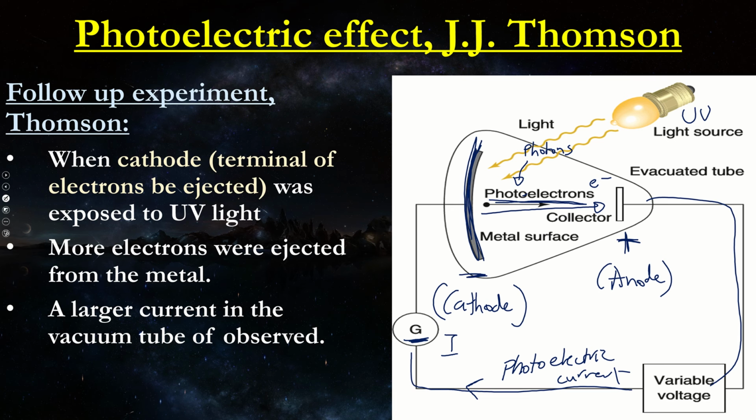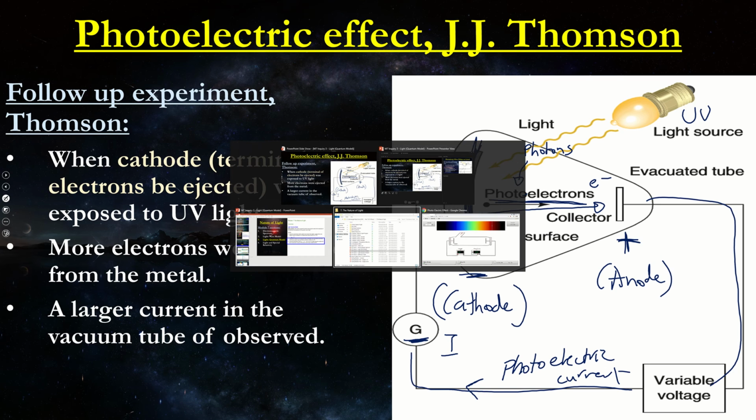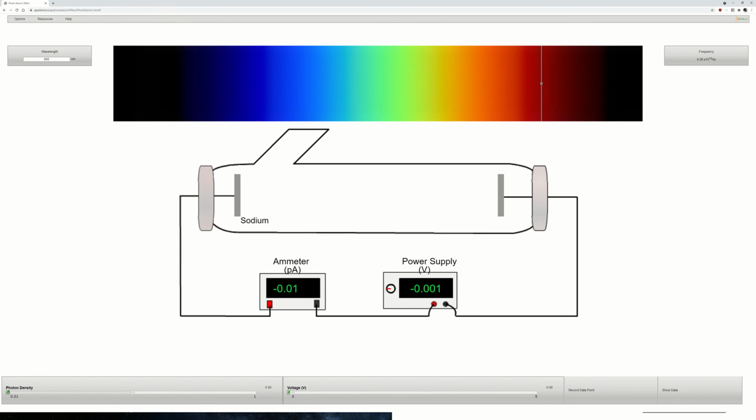So that's one thing there. So let's have a look. Our first little demonstration is what we have here. Okay? We have visible light, or red light here, and we're shining it onto a piece of sodium. As you can see, there are no electrons being emitted at this point.